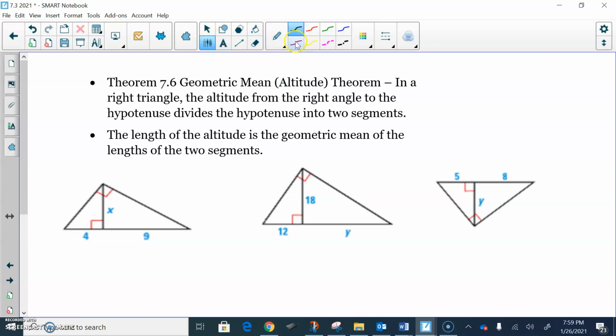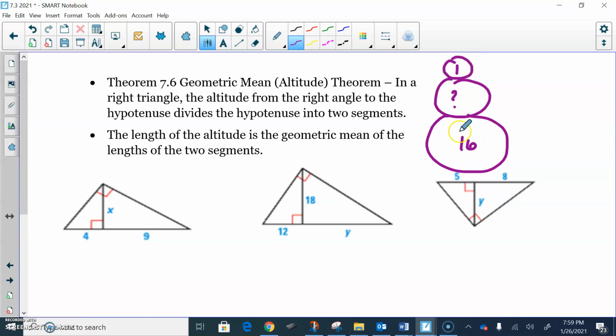And maybe you remember that word geometric mean. It means what number fits proportionally to two other numbers. So let me give you an example. These are supposed to be gear ratios. I know it looks a little bit more like a snowman. So let's say we have 1 and we have 16. The question is, what number fits proportionally to 1 and 16? So we put an x there and say 1 is to some number as that number is to 16. We cross multiply, we get x squared equals 16, square root both sides, x equals 4.